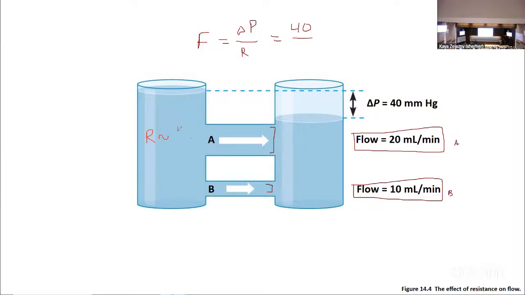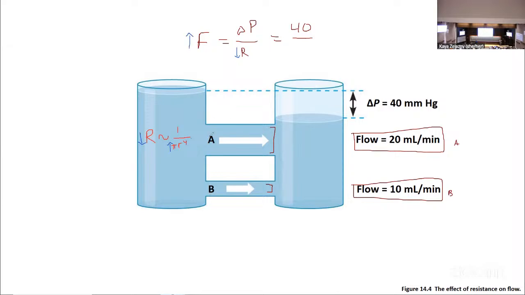So we're not going to change the top part of that equation. We're not changing our viscosity or our length, but we are going to see our radius change. So for A, we have a big radius, which means we have a small resistance. So we'd see that lower resistance results in our increase in flow.